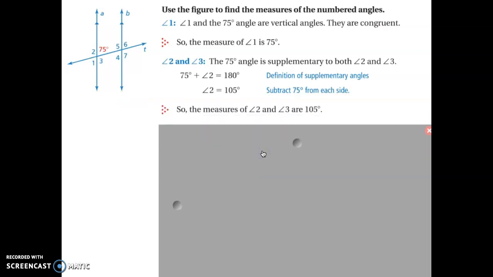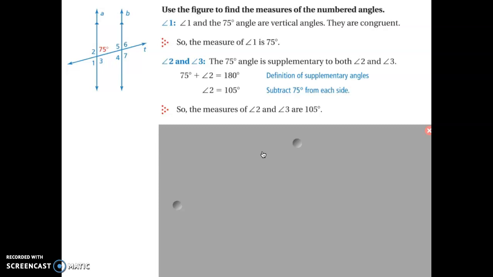So that means that angles 2 and 3 are also vertical. They're vertical angles, so they're congruent. And that means that 3 is 105 as well, which makes sense, because then that 105 for angle 3 and the 75 that's already labeled, that equals that supplementary angle of 180 degrees. That makes sense.